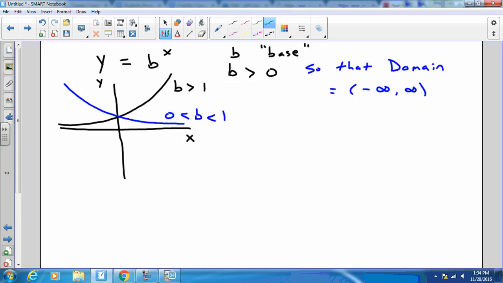And when we're graphing, I recommend a 3-point solution here. You can always find 3 points on this graph. First of all, every single exponential is going to go through the same point 0, 1, because b to the 0 is equal to 1 for all positive b. Second of all, every single exponential is going to go through the point 1, b.